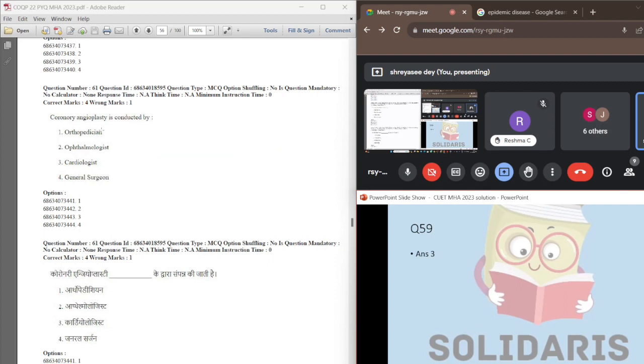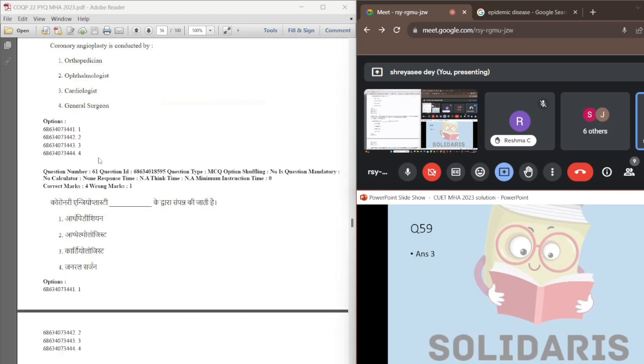Then the question comes, coronary angioplasty is conducted by, it's coronary, so I guess you know the answer. The answer is cardiologist. The ophthalmologist is the eye doctor. Orthopedician is the doctor who checks bones. And general surgeons do the general surgeries like cholecystectomy, appendectomy. These kinds of surgeries are done by general surgeons.